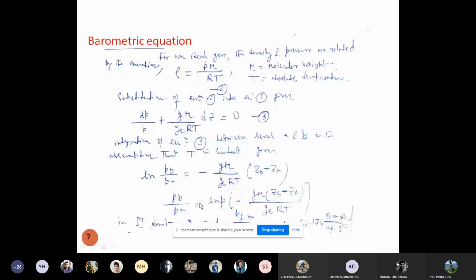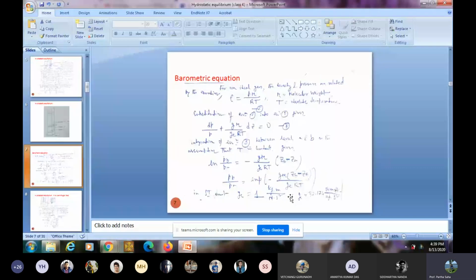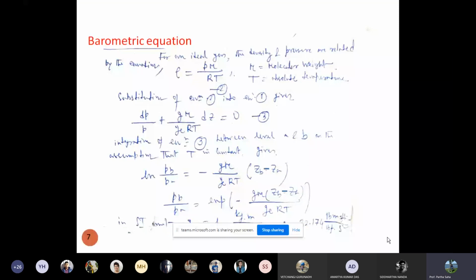You can see I have written the SI unit. GC is 1 kg meter per Newton second square, but in FPS units, with pound force, the value is 32.174. GC is useful if you are using FPS units, but I think nobody uses FPS units except a couple of countries. Most people use SI units. You don't need to bother about GC, but if you still want to know, the expressions are given. So that is the barometric expression.